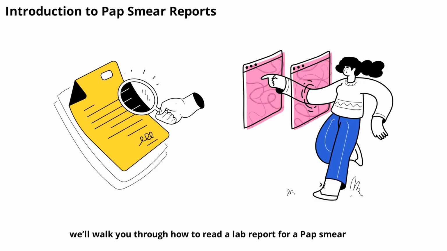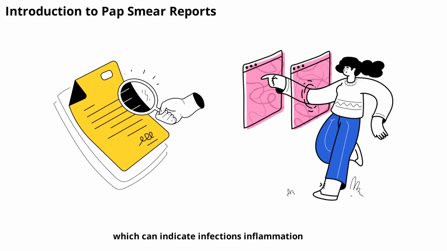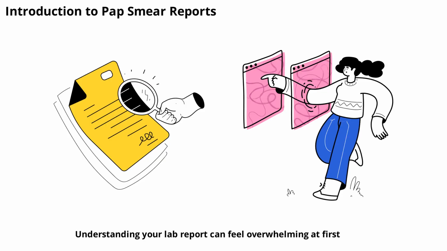Welcome! Today, we'll walk you through how to read a lab report for a pap smear, especially if you're new to this. Pap smears are important screening tests that help detect changes in cervical cells, which can indicate infections, inflammation, or even early signs of cervical cancer. Understanding your lab report can feel overwhelming at first, but with a little guidance, you'll be able to interpret the main sections and know what to look for.